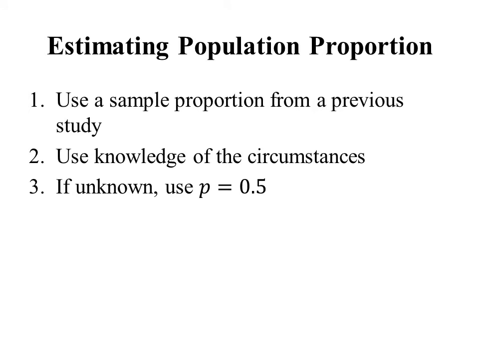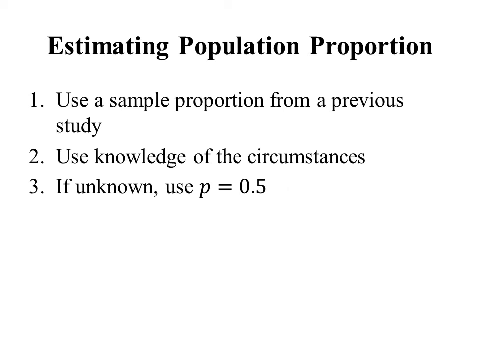So now, in order to use this formula, we need an estimate of the population proportion. And so there are at least 3 ways that we could estimate it. We could use a sample proportion from a previous study. So we could use some information that we already know from a previous study, or maybe from a different population, kind of like what we did in the previous example. We could use knowledge of the circumstances. Maybe we could say, well, just based off my observations, I think about 30% of students smoke, or something to that effect. If completely unknown, we're going to use p equals 0.5.